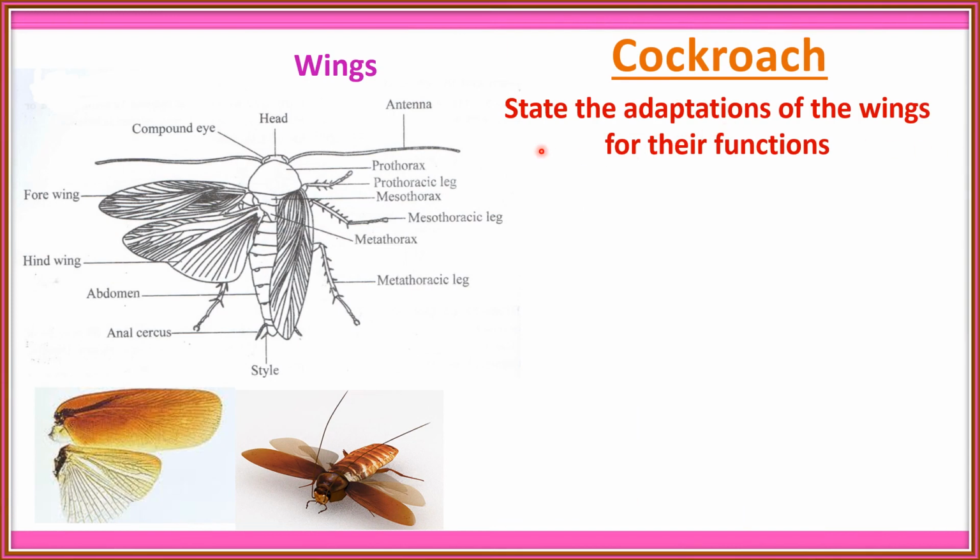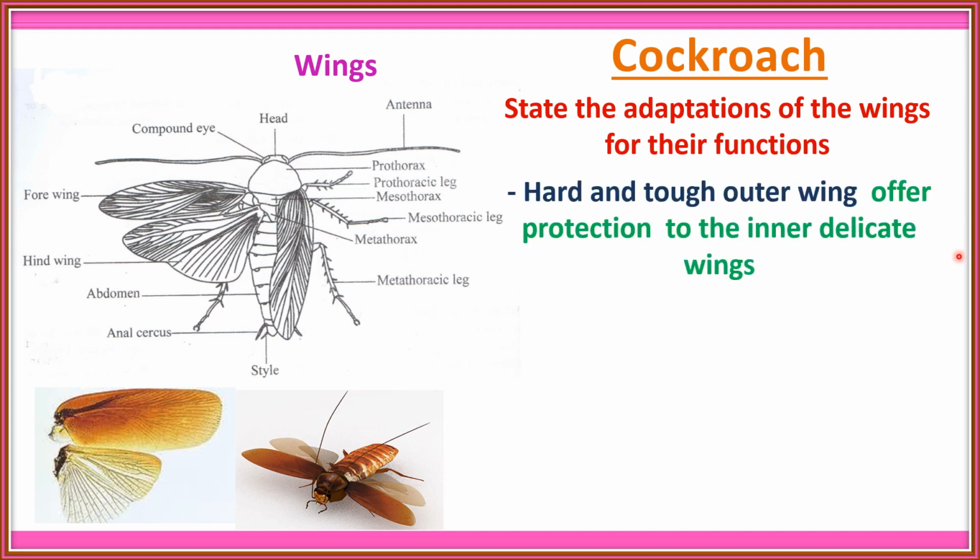Now, still on the wing, state the adaptations of the wing for their function. How are the wings adapted for their function? We have seen we have the forewing and then we have the hind wings. How are they adapted for their function? First of all, when you look at the outer wing, it is hard and tough, and this is for offering protection to the inner delicate wings.